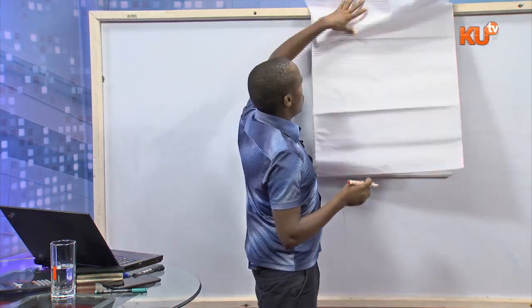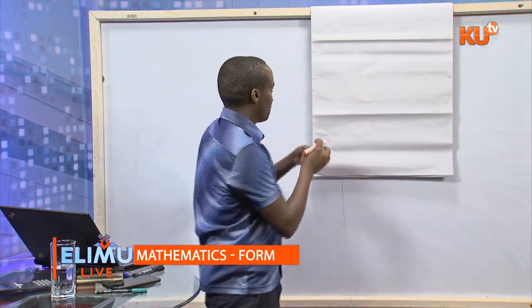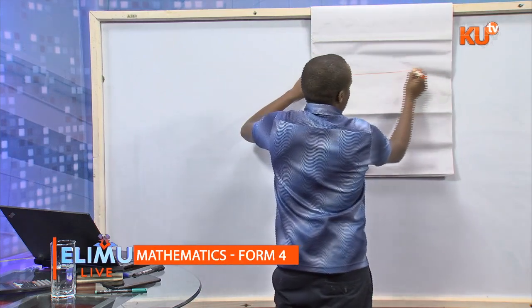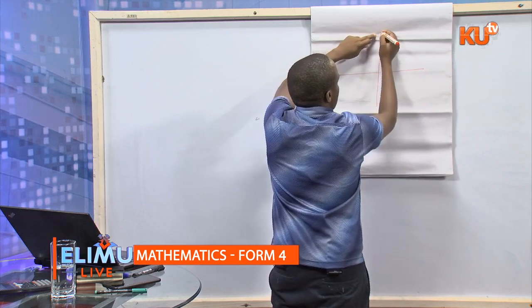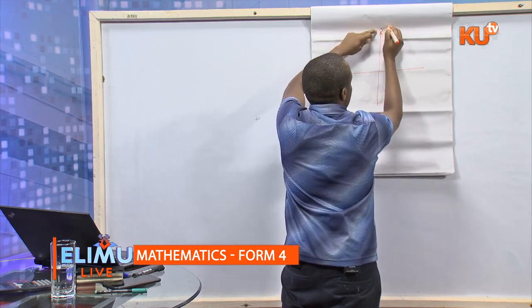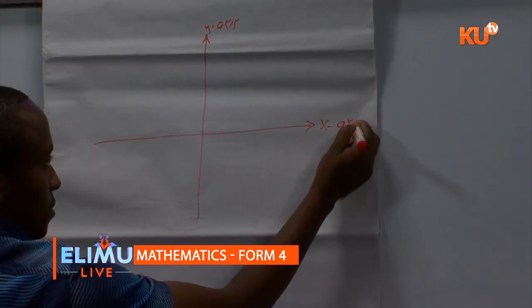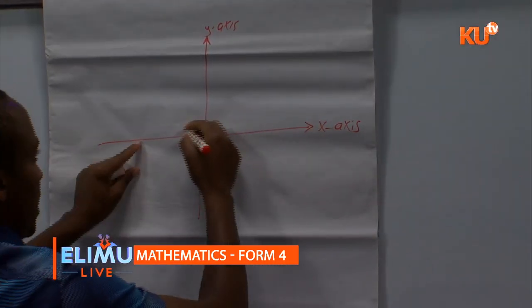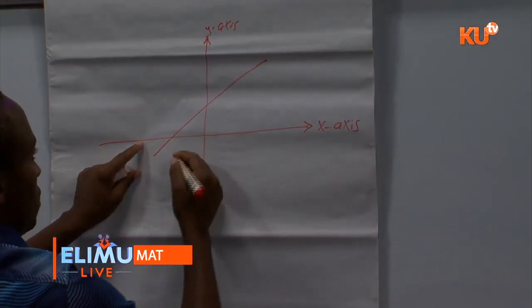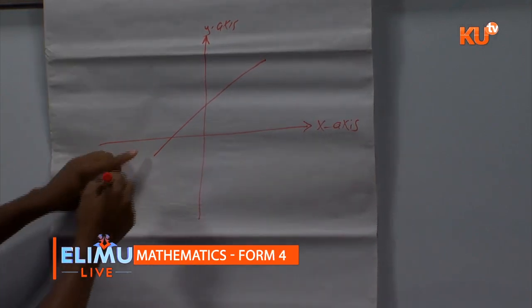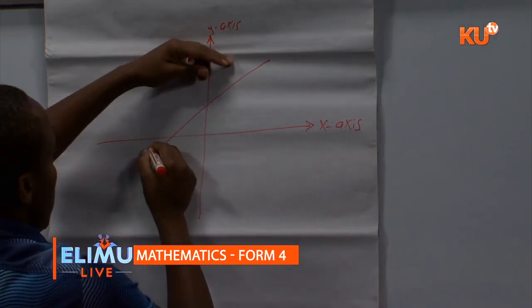Let us continue doing more examples. Let's have this Cartesian plane here. This is the y-axis and this is the x-axis. So maybe we have this line, that is maybe line AB.